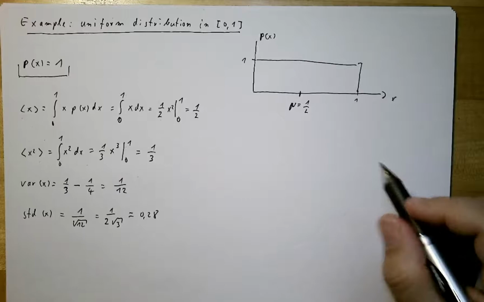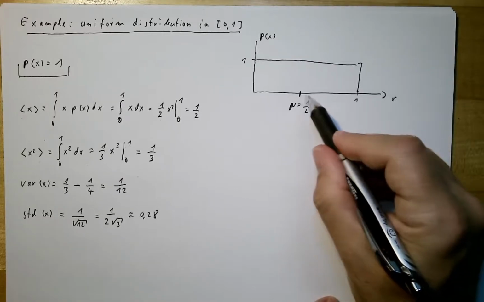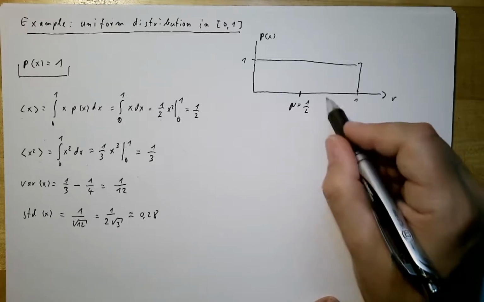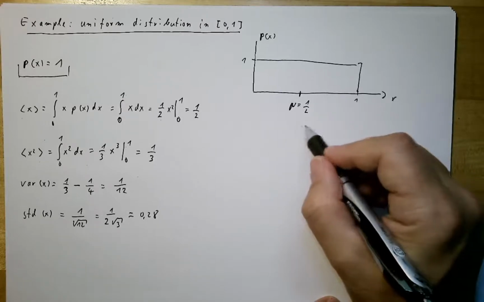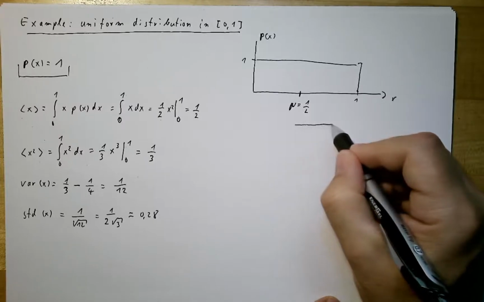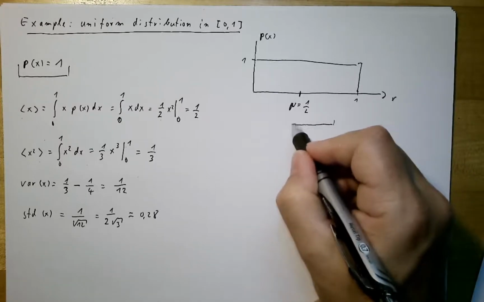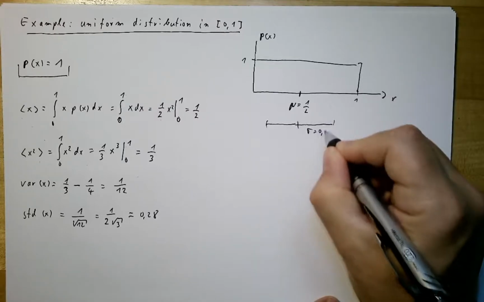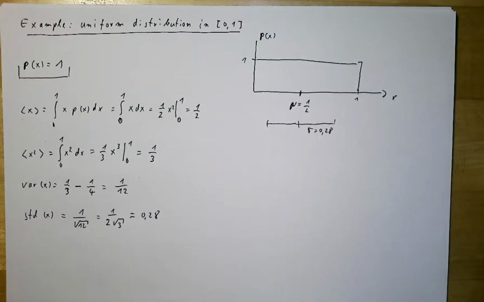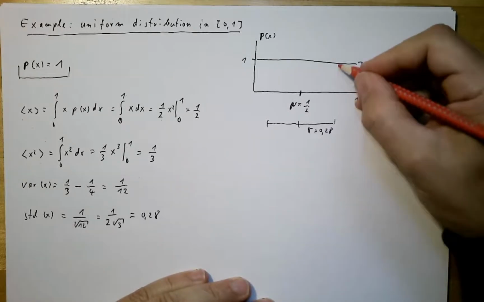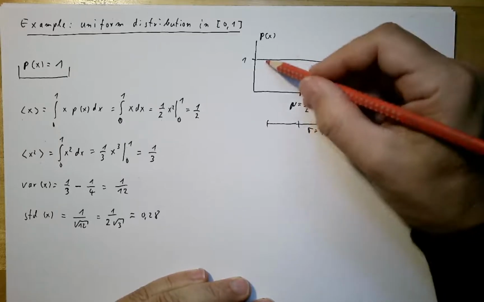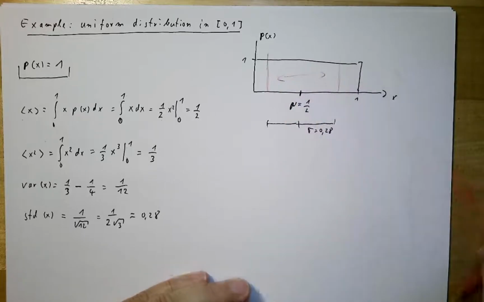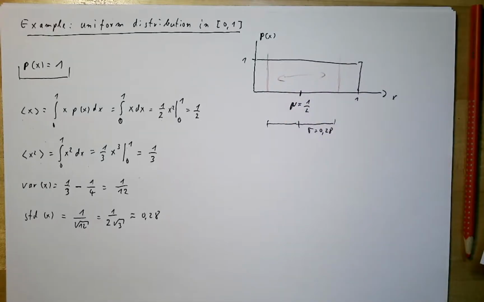0.28. So you see the standard deviation is not going to the middle. This would be 0.25. It's a little bit more. And this would be the typical range around the mean value that you have in this distribution.